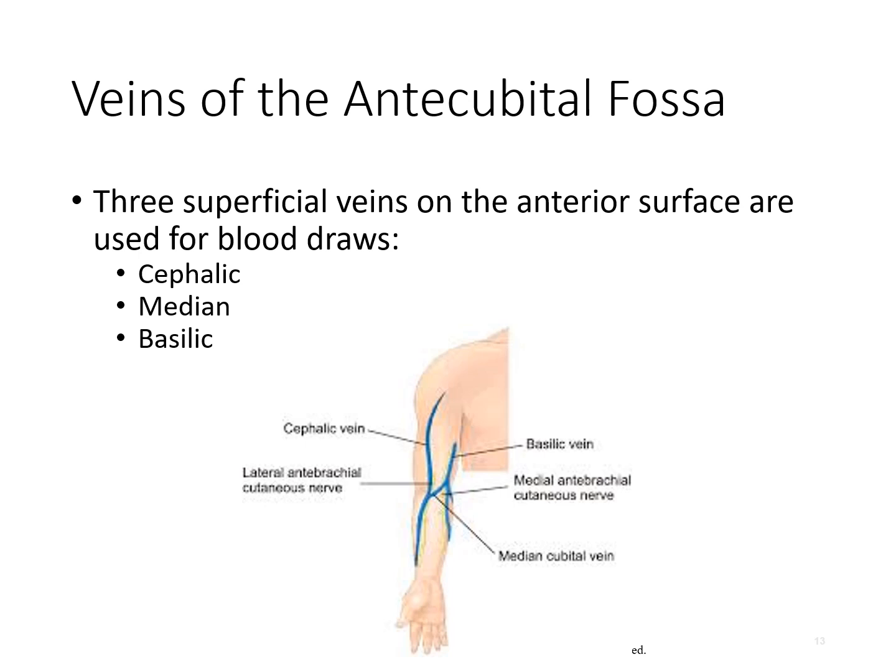Veins of the antecubital fossa. There are three superficial veins on the anterior surface that we use for blood draws: the cephalic, the median, and the basilic. The antecubital fossa is the area just distal to the elbow joint where blood is usually drawn. If you look at it, these veins form a bit of a letter M.